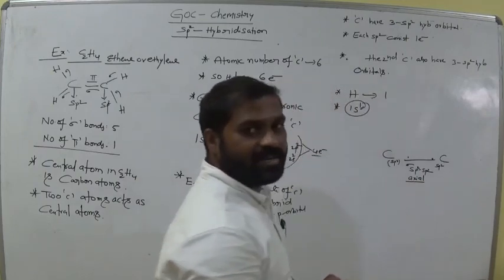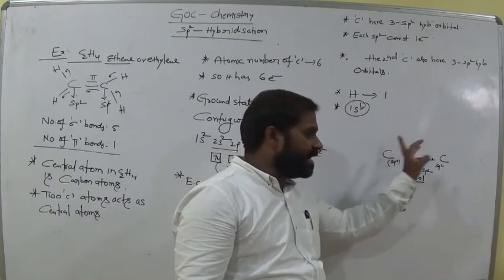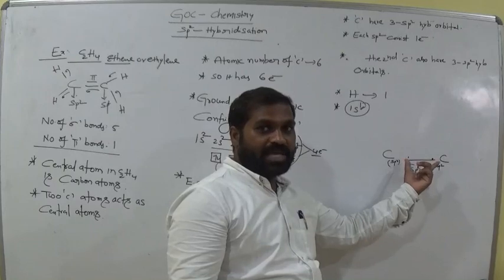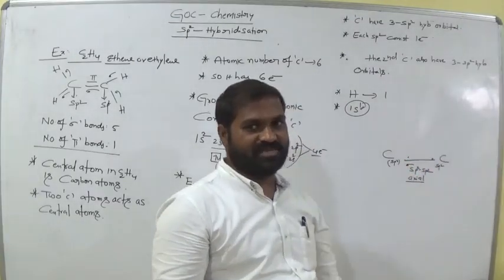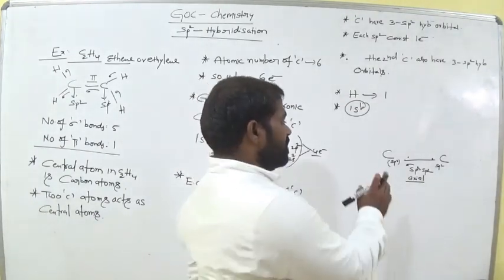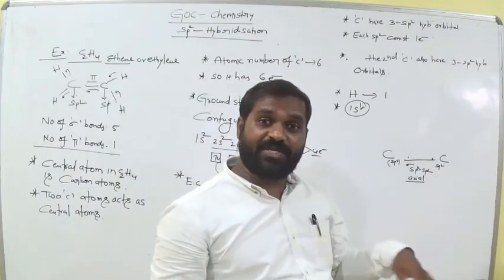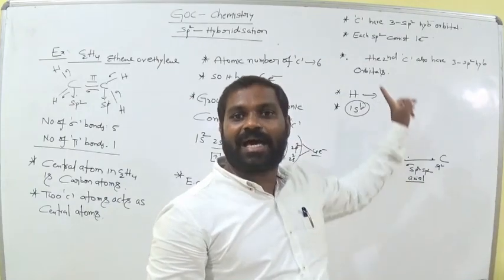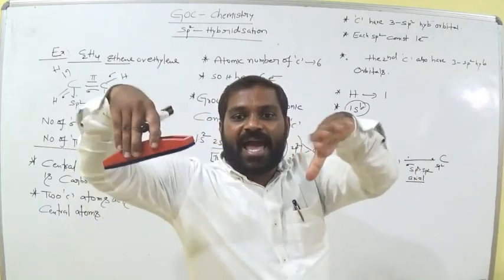Okay? Clear? One sp2 orbital of this carbon and an sp2 orbital of the other carbon undergo axial overlapping. It gives one sigma bond in between the 2 carbons. Is it clear, all of you? Is there any doubt? This carbon has 3 sp2 hybrid orbitals. This carbon also has 3 sp2 hybrid orbitals. Now one sp2 hybrid orbital of this carbon and another sp2 hybrid orbital of the second carbon overlap axially.